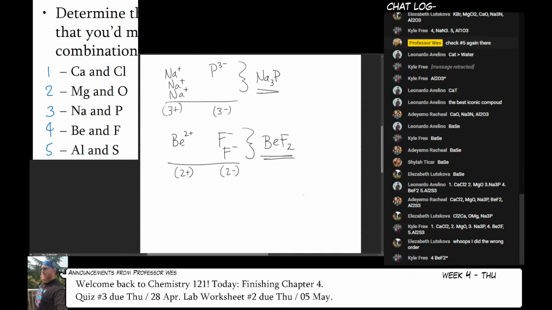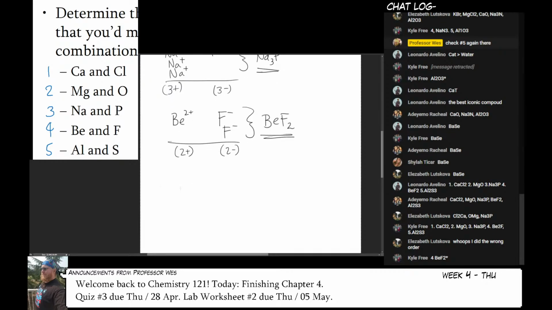And then finally, for aluminum and sulfur down here, we know aluminum makes a +3 charge. Sulfur makes a -2 charge. So I need more of these. And now I need more of these. And now I need more of that. And I just keep going back and forth until I've balanced out the charges. So now I have +6 over here. Now I have -6 over here. There you go.